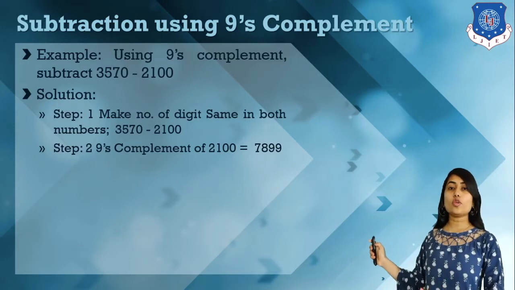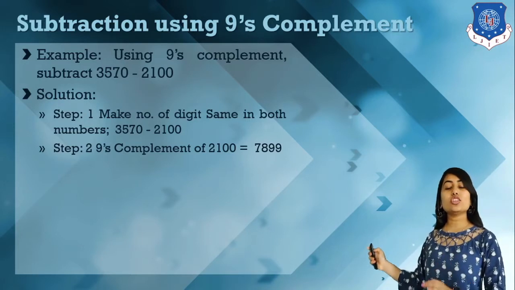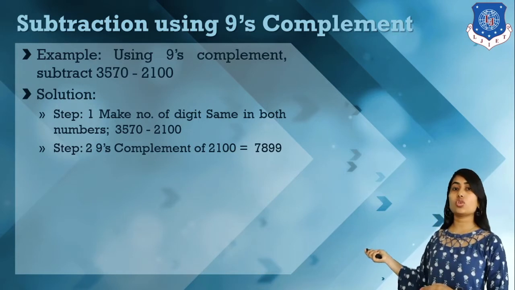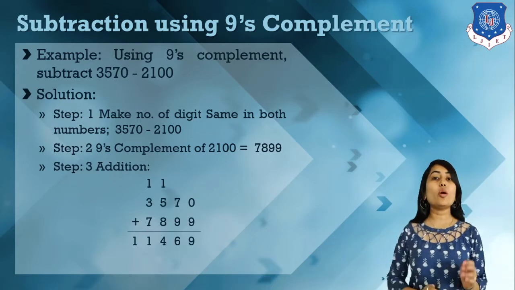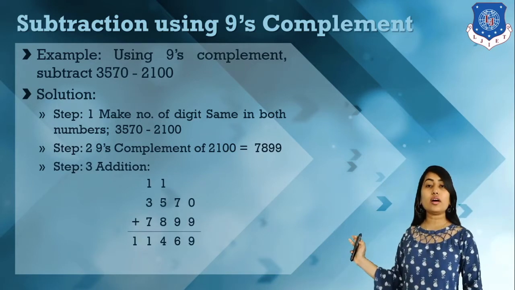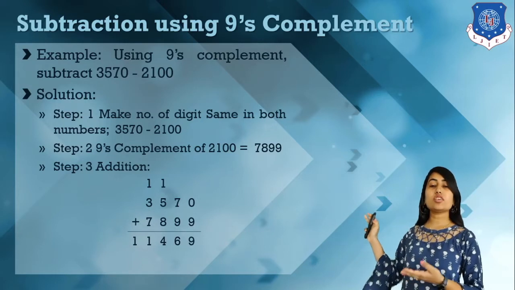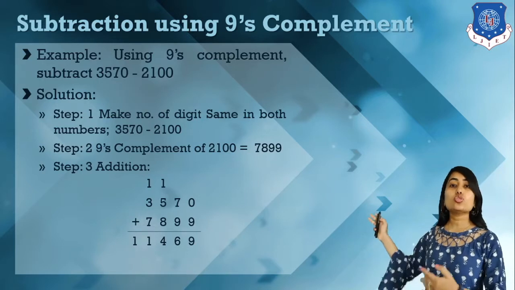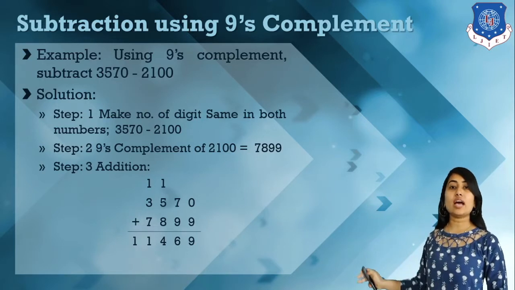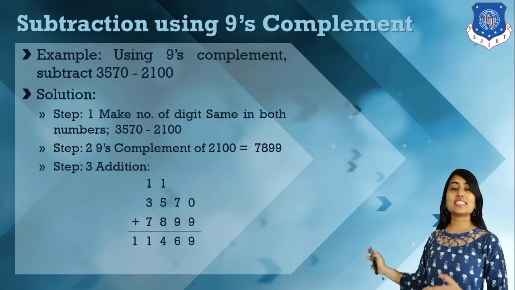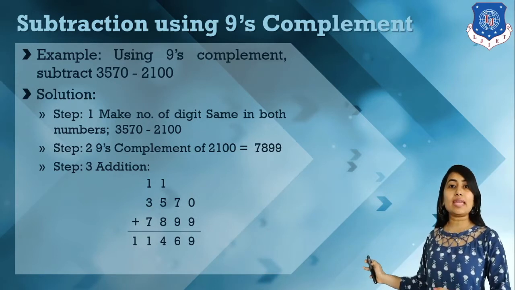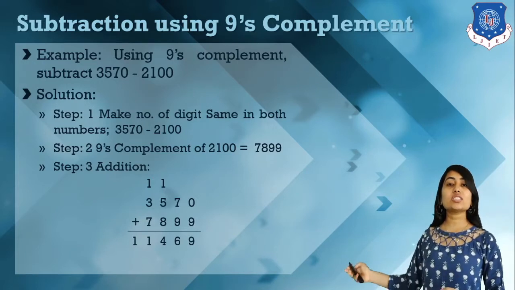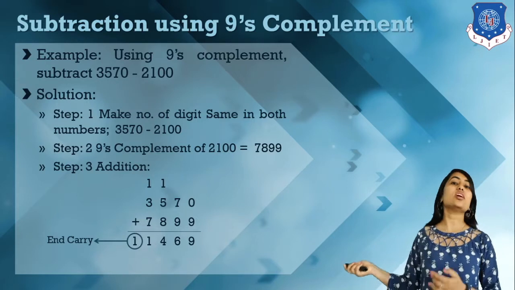Now this 9's complement of 2100 is added to the first number, 3570. Step number 3: perform addition. Here we have 3570 plus 7899. As we perform the addition, we get 11469. We added 4-digit numbers and have a 5-digit answer, which means we have an end carry.